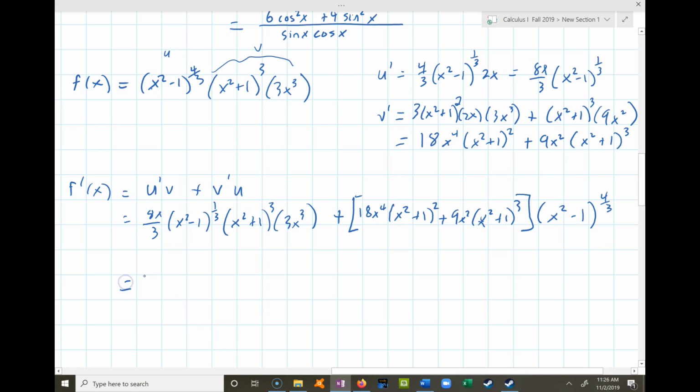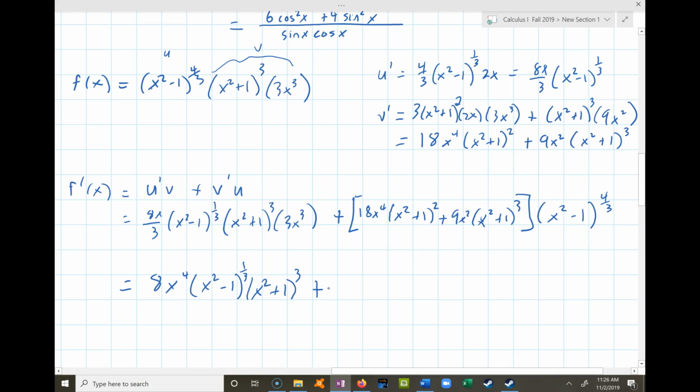So I can definitely multiply the 8x over 3 and the 3x cubed together. The 3's will cancel out. That'll give me 8x to the fourth times x squared minus 1 to the 1/3 and x squared plus 1 to the third. And that'd be my first term.